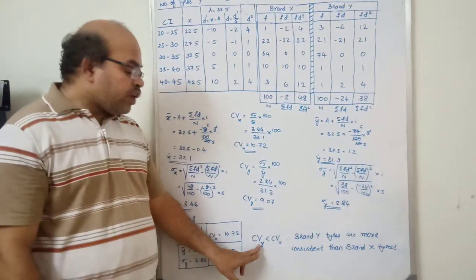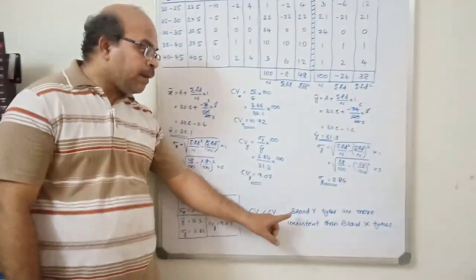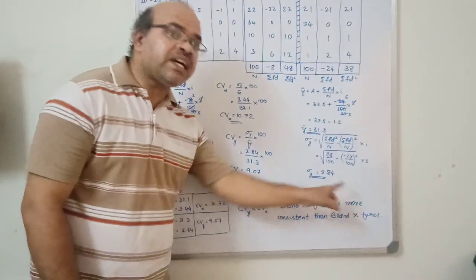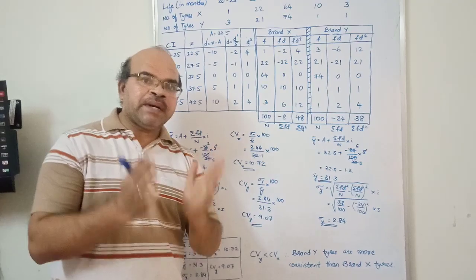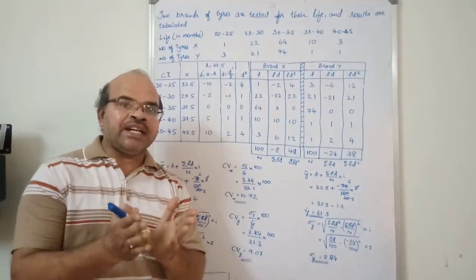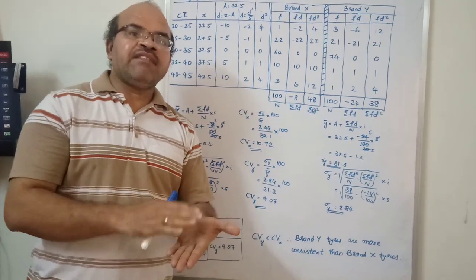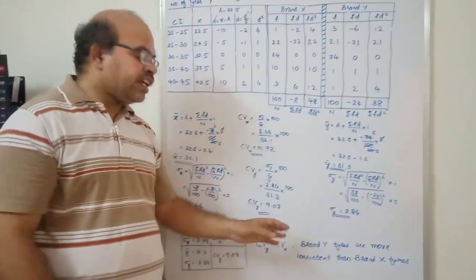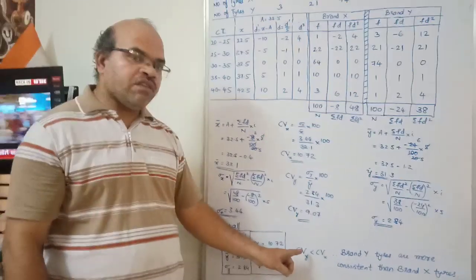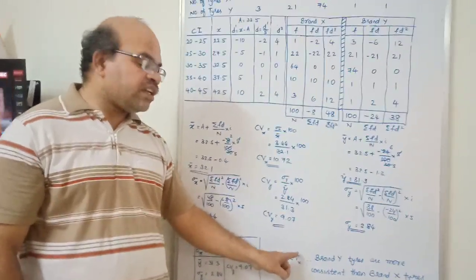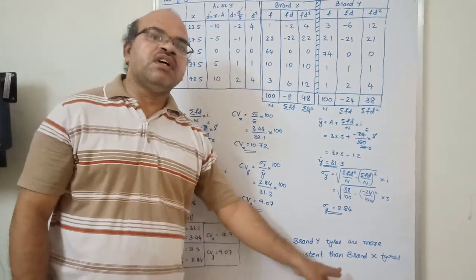So since the coefficient of variation of y is lesser than the coefficient of variation of x, brand y tires are more consistent than brand x tires. Consistency always depends upon which brand has the lesser coefficient of variation. Whichever brand has the lesser coefficient of variation will be more consistent. Hence CVY, the coefficient of variation of y, is lesser than the coefficient of variation of x, so brand y tires will be more consistent than brand x.